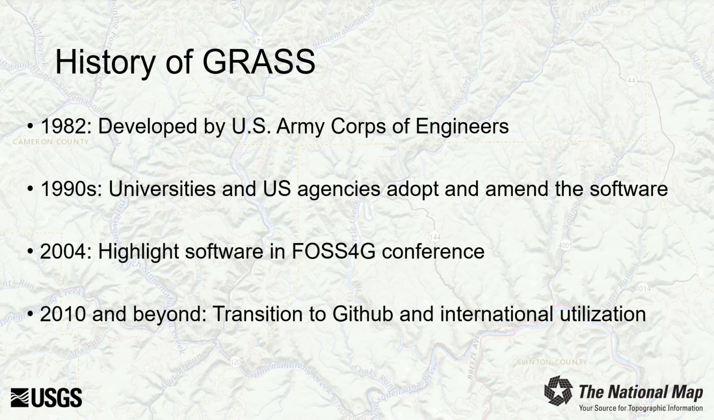GRASS GIS was first developed in 1982 by the U.S. Army Corps of Engineers Construction Engineering Research Laboratory for environmental research and military land management purposes. The Open Source Geospatial Foundation adopted the software to develop and promote for worldwide use and collaborative development in the free and open source software for geospatial applications, or FOSS4G arena. GRASS is widely used as a main FOSS4G software that is free and available to any user for download.